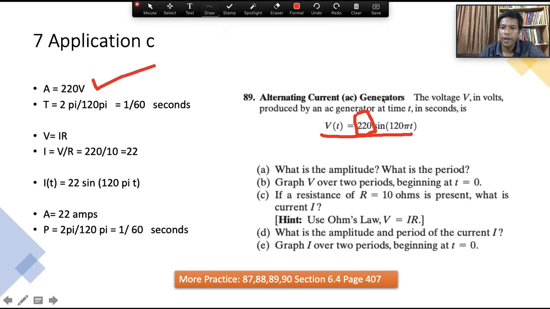Okay. And how do we find out the period? Period means 2 pi by omega. So 2 pi divided by omega. Omega value is given, what? 120 pi. So now you do the cancellation.